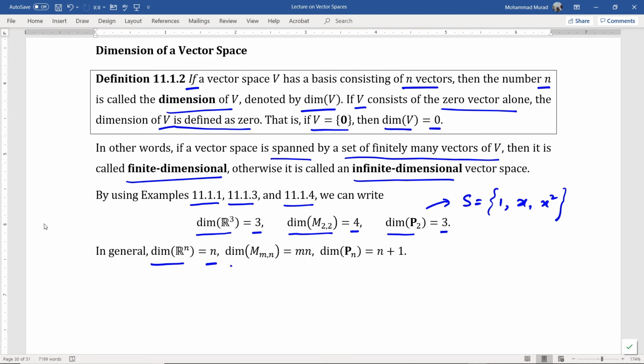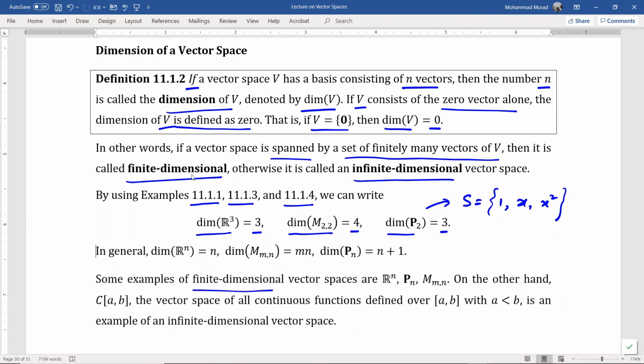The dimension of M sub m,n, which is the set of all m by n matrices over real numbers, is m times n. And the dimension of P sub n is equal to n plus 1. Some examples of finite dimensional vector spaces are Rn, Pn, M sub m,n.